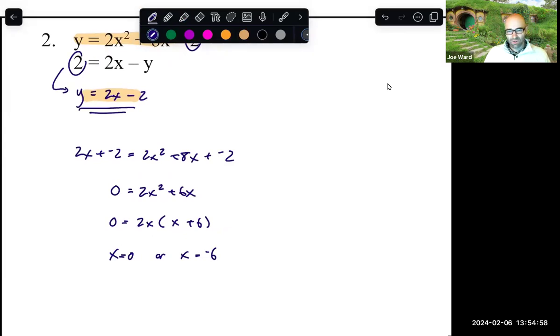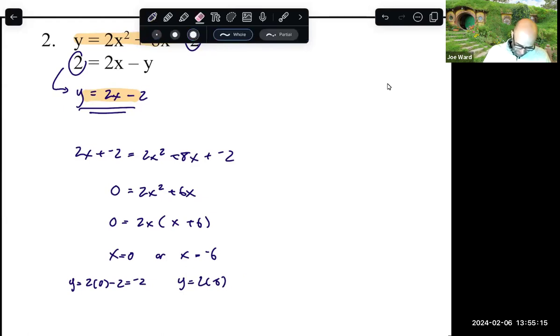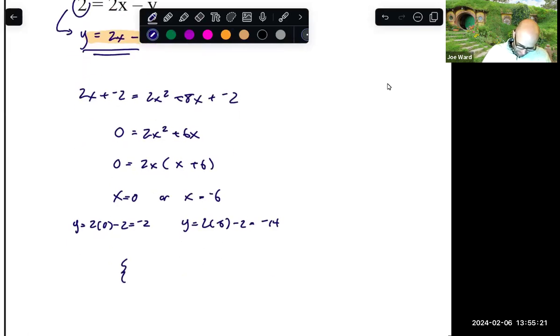And then we plug those in and choose to plug them into this one. I think that's the easiest equation to plug them into. So then y is equal to 2 times 0 minus 2, or y is equal to 2 times -6 minus 2. And so this is -2, and this one over here is -6 minus 2, that's -14. So our solution set is (0, -2) and (-6, -14).